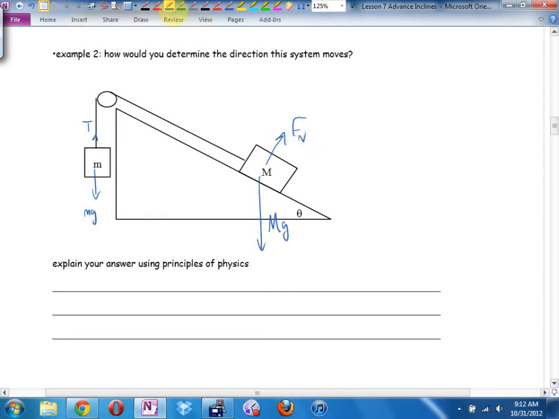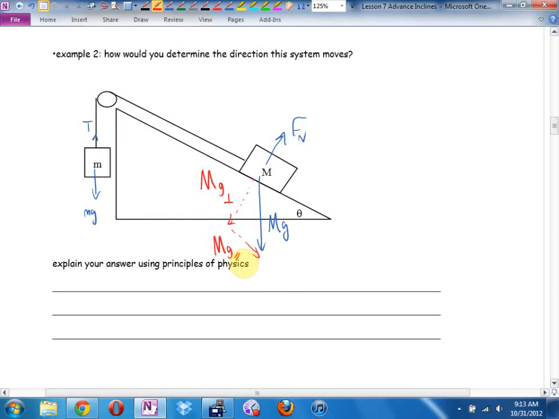Normal force. And we would break gravity up into big mg perpendicular and big mg parallel. Can you see which two forces are really in a tug of war with each other? Little mg and, I heard someone say it here, big mg parallel. Whichever one of those is bigger, that's what's going to determine which way it's going to move.